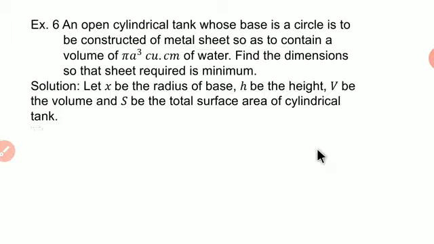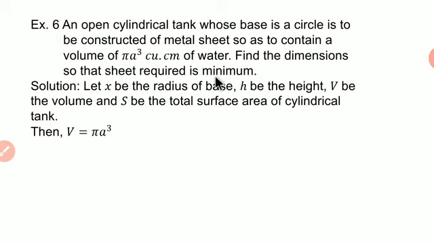Now see the next example. Example number 6. An open cylindrical tank whose base is a circle is to be constructed of metal sheet so as to contain a volume of pi a cubic centimeter of water. Find the dimensions so that the sheet required is minimum.